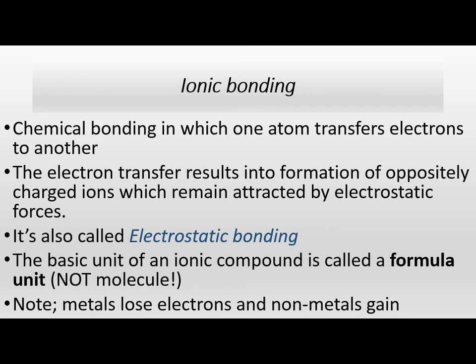Okay, just trying to explain polarity a little bit. Ionic bonding. We're done with covalent bonding now. Ionic bonding: a chemical bond in which one atom transfers electrons to another. The metal usually transfers the electron to the non-metal, resulting in charged particles or ions. Since they're charged, they are electrostatically attracted. Therefore, this type of bonding is also called electrostatic bonding. The basic unit of an ionic compound is called the formula unit, not a molecule. A molecule is the basic unit of a molecular compound or covalent compound. Note, metals lose electrons and non-metals gain.